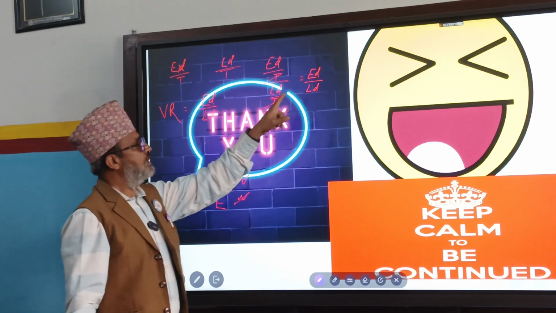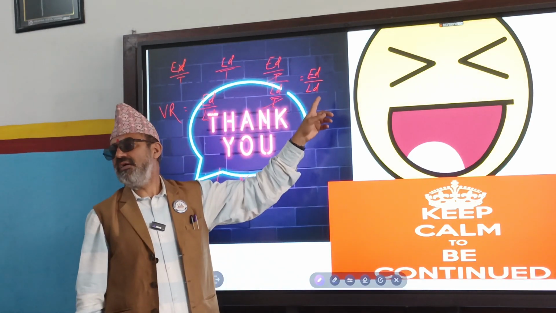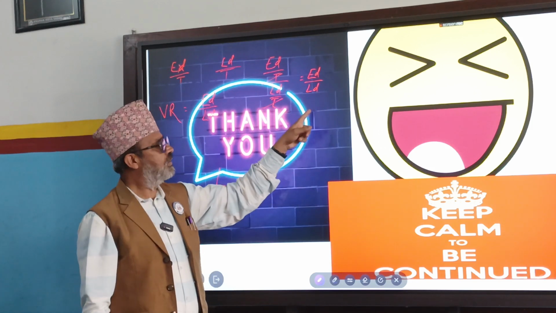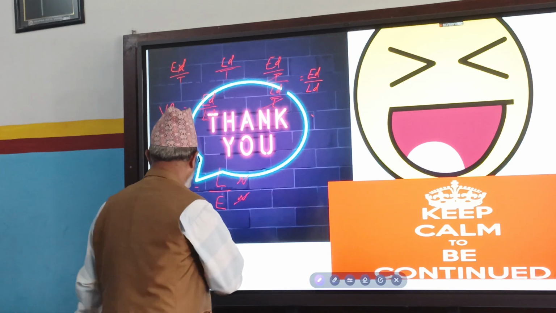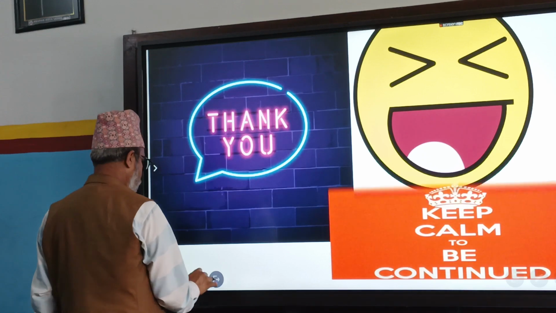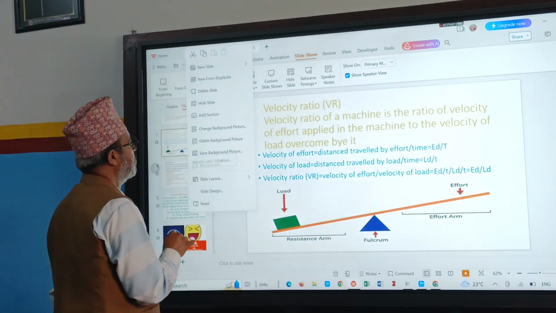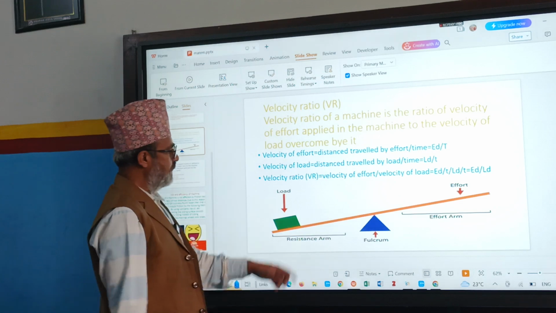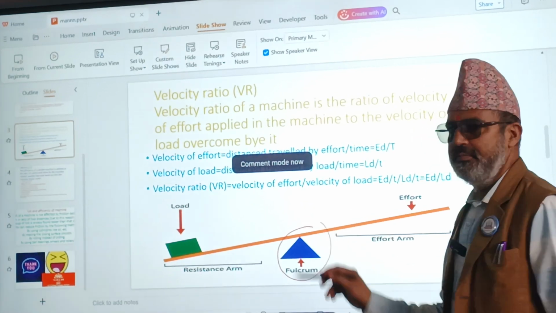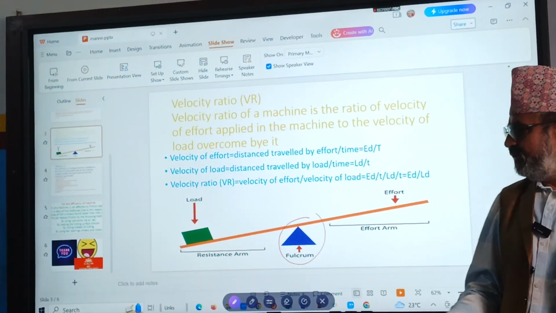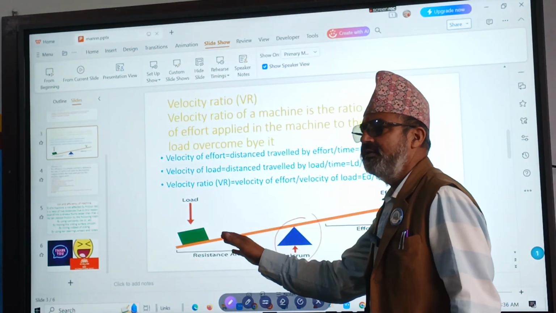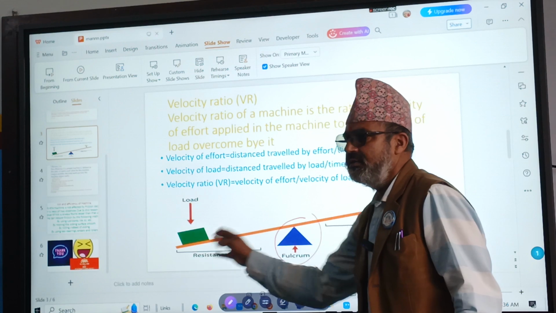VR formula is ED by LD. ED means distance traveled by effort. What is LD? Distance traveled by load. So I will just make you clear about this ED and LD. See here, children, what is given? Here is one fixed point. What do you call this fixed point? Fulcrum. It does not move at all. But one thing you have to keep in mind, fulcrum may lie at any region, either at the center or at any end, either first end or last end.